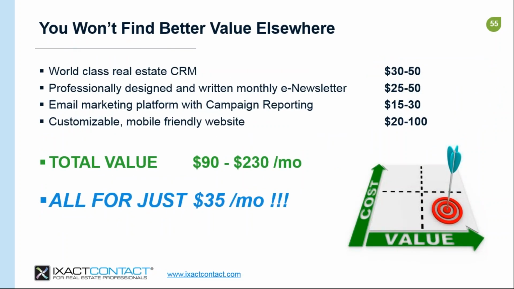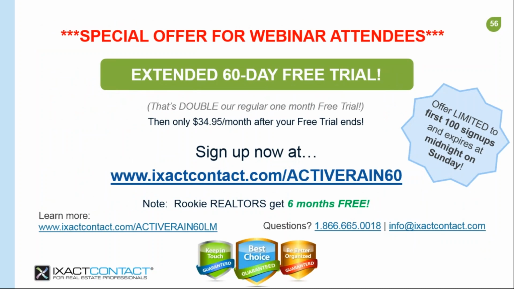So the value is strong because you're looking at a CRM, newsletter, campaign reporting, and a website. Often, if you wanted to get those 4 things from individual solution providers, you'd be anywhere from $100 to 200, and you're getting all that in one solution for $35 a month. So the special offer for webinar attendees today is an extended 60-day free trial. Normally, it's just a month. During that 60-day free trial, it's the full software. You can upload unlimited contacts, and you'll get the full concierge service. At the end of your free trial, monthly billing does begin, $34.95 a month, but it's month by month. There's no contract.